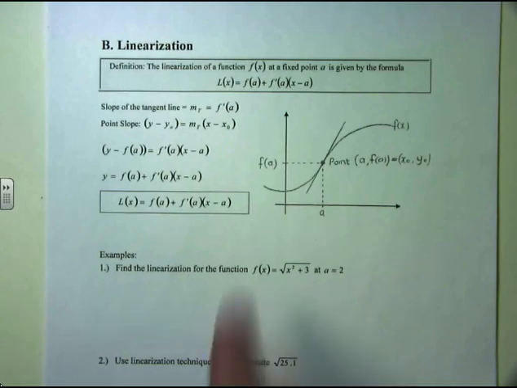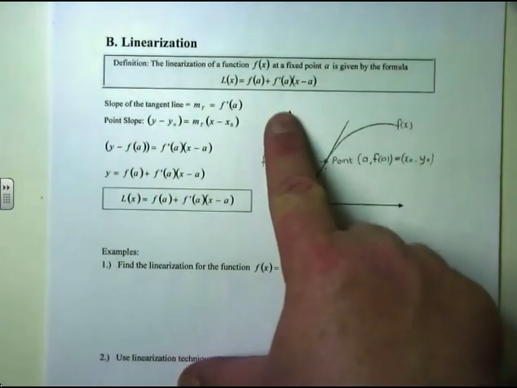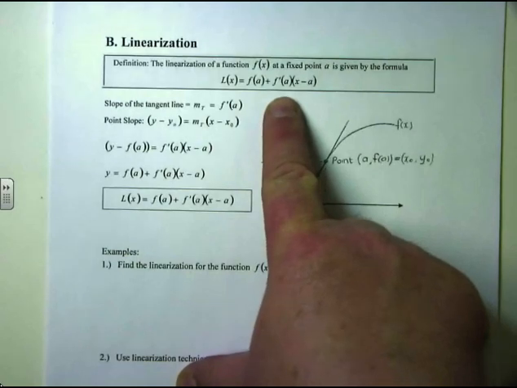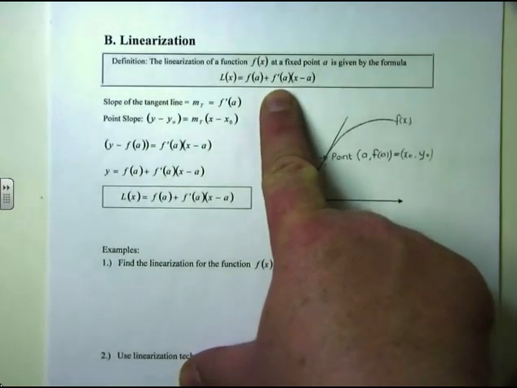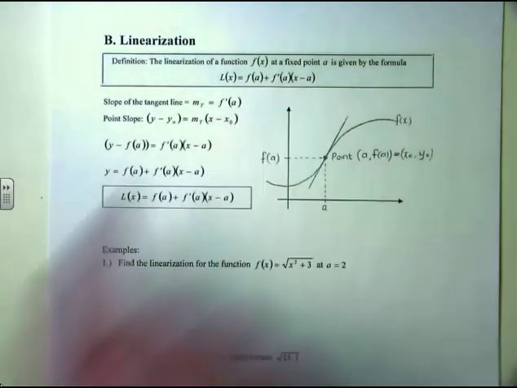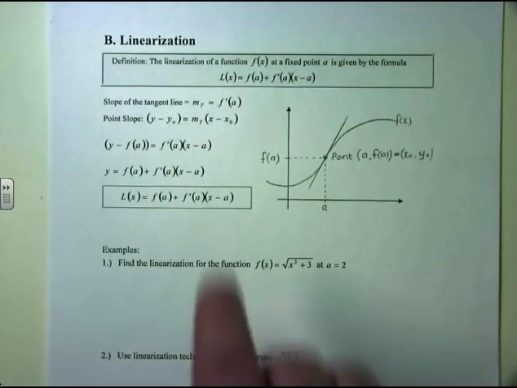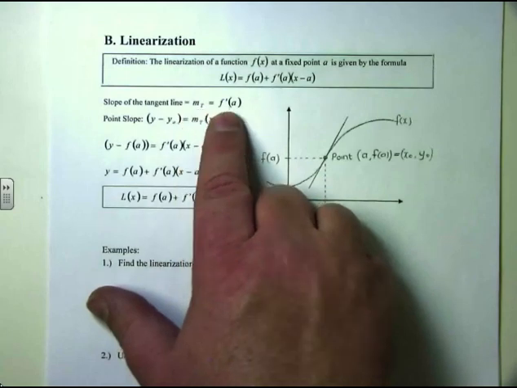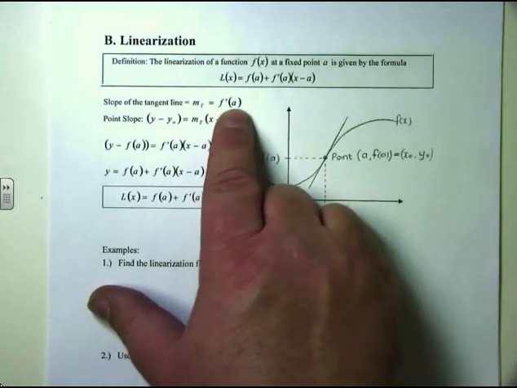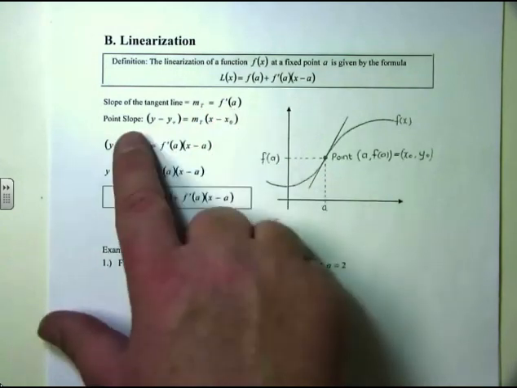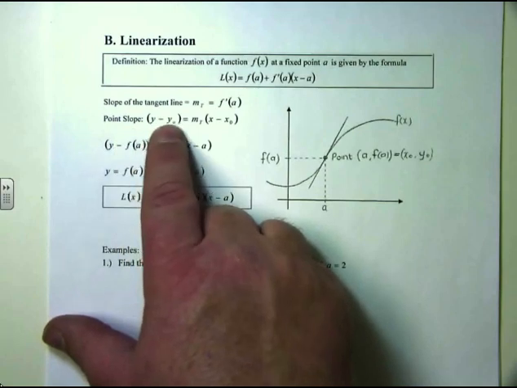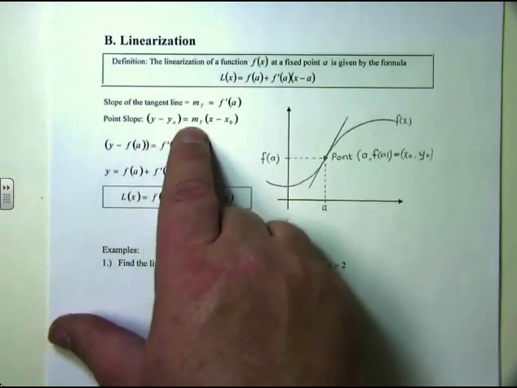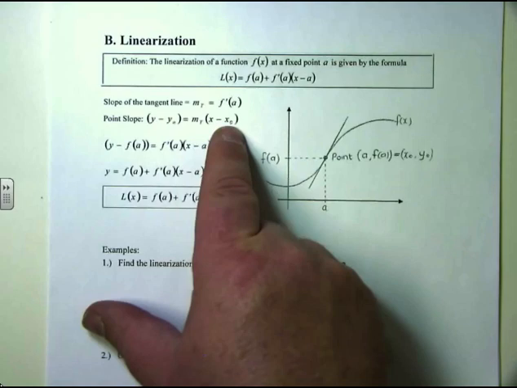Now, if you look real hard at this formula, what this formula really is, is the equation of the tangent line. It's actually using the point slope formula. Because remember, we're talking about linearization, the equation of a tangent line here. The slope of a tangent line is the derivative evaluated at your point a, so that's f prime of a. Anytime you want to find the equation, we use the point slope formula. y minus y naught equals m tangent times x minus x naught.